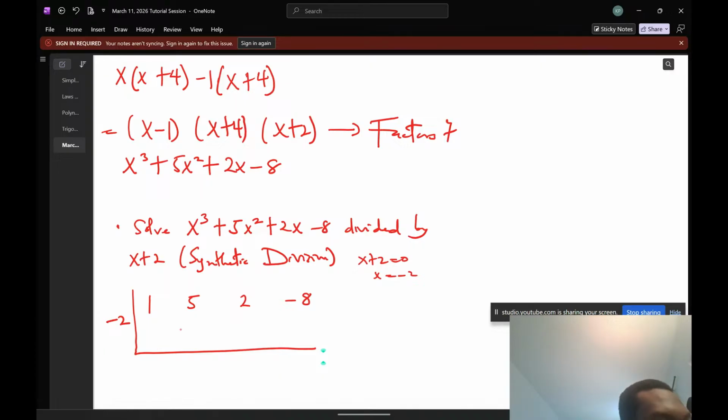So in this case, how we do it is that we'll write out the first number like this. And then we'll multiply it with the divisor. So minus 2 times 1 will give us minus 2. Now let's sum it up. 5 plus minus 2 is 3. 3 times minus 2 is minus 6. 2 plus minus 6 is minus 4.